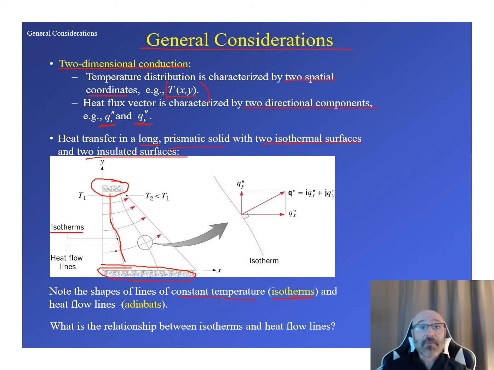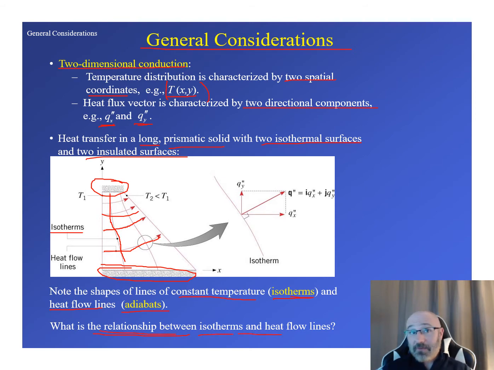And we can also talk about the shape of the lines of our heat flow, or our adiabats, right here. So where are our heat flow lines? These are our heat flow lines right there, coming up like this. The thing we want to ask ourselves is, what equations, what theory can we use to determine the relationship, to relate our isotherms and our heat flow?